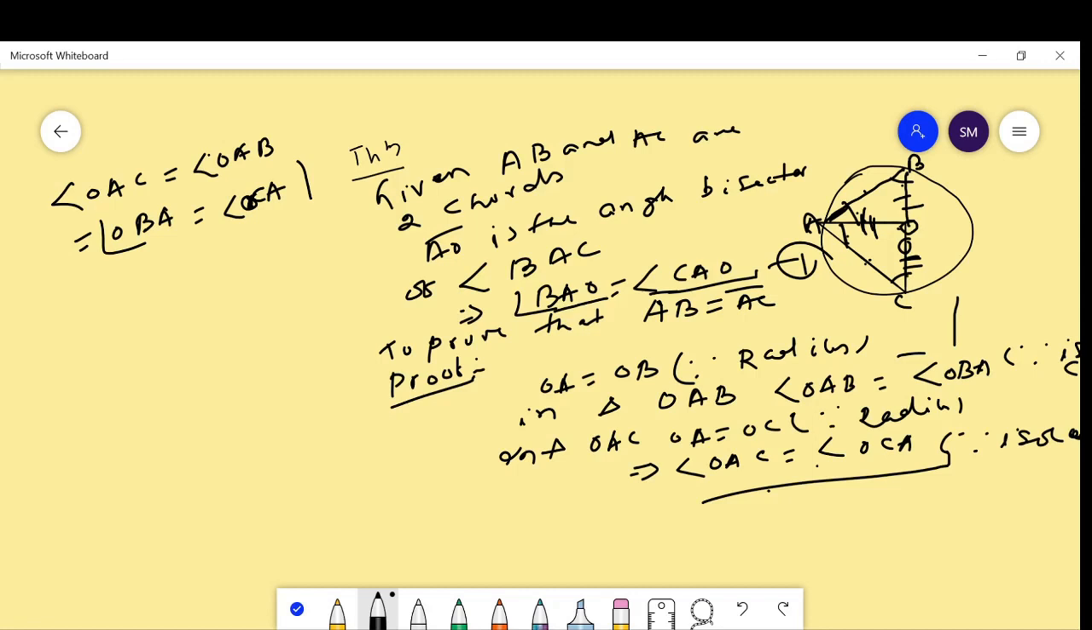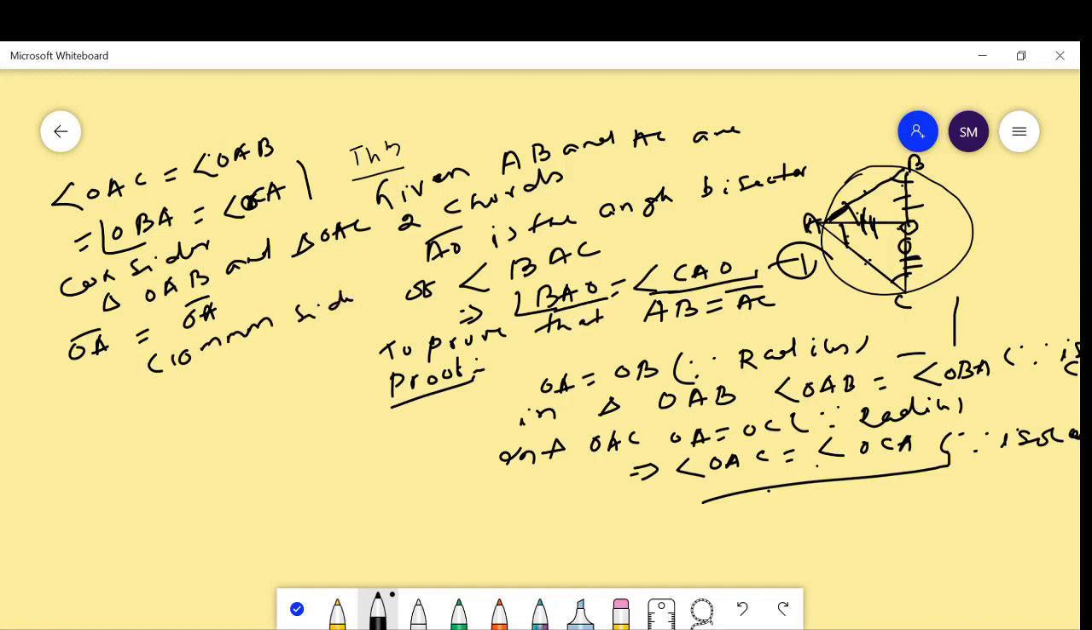Then consider triangle OAB and triangle OAC. Here OA is the common side, equal to OA, common side.